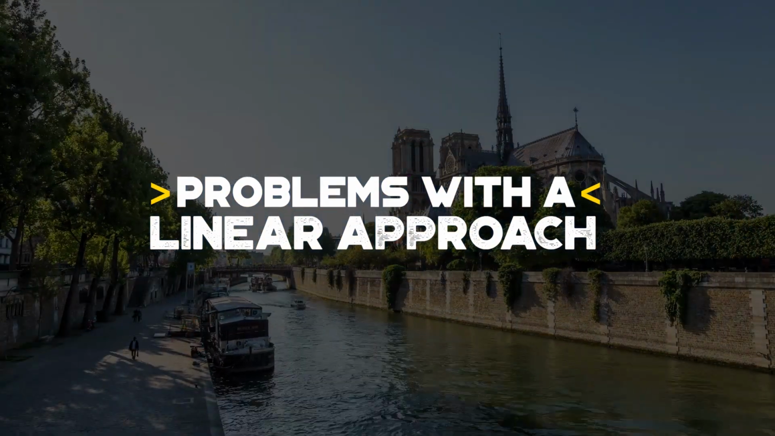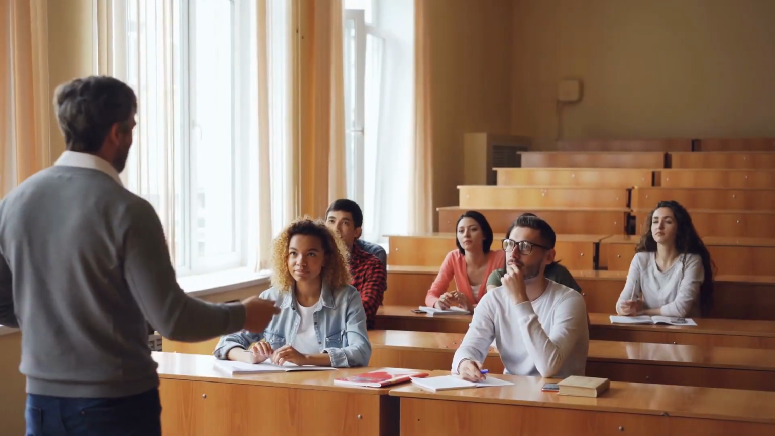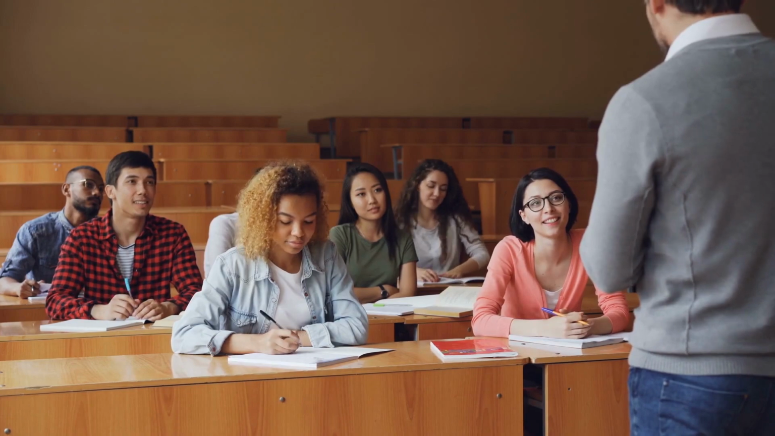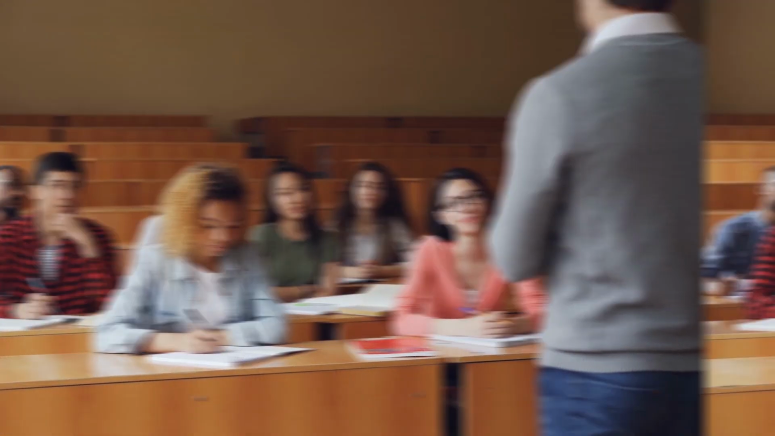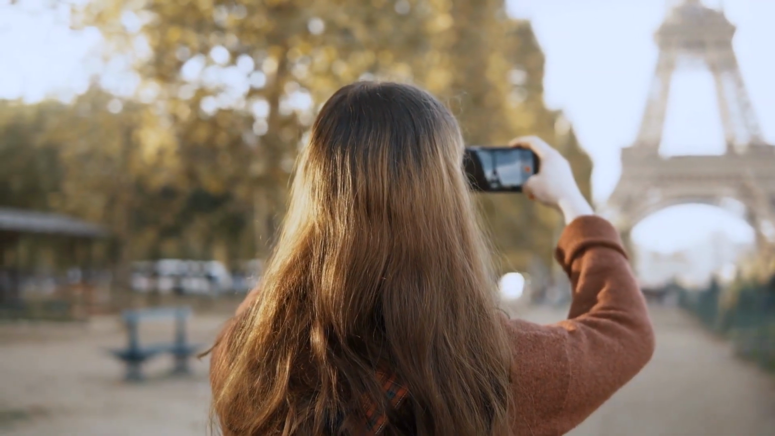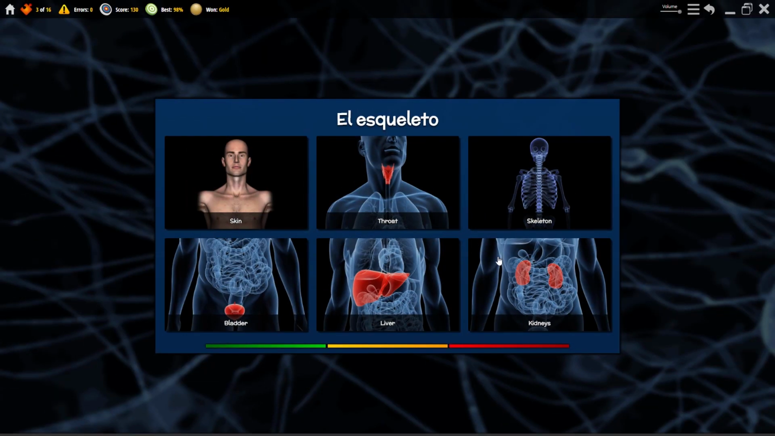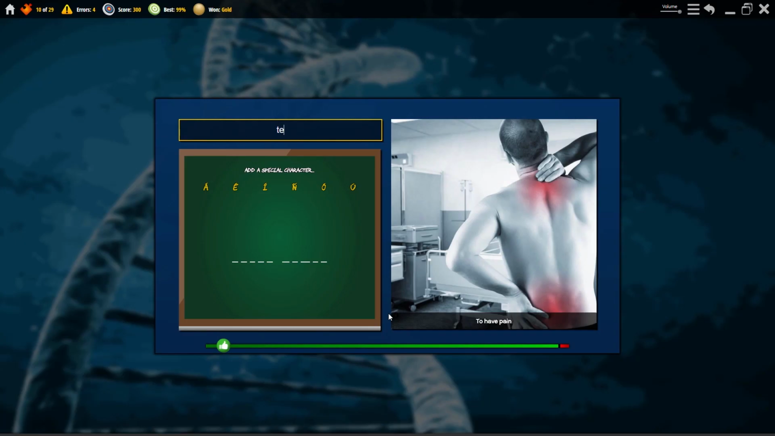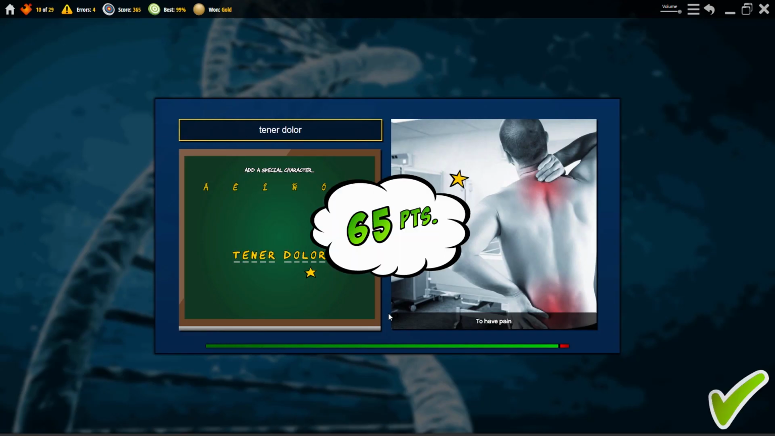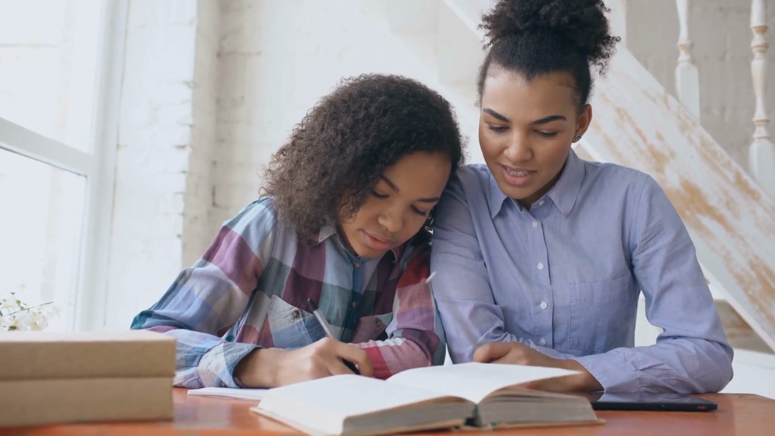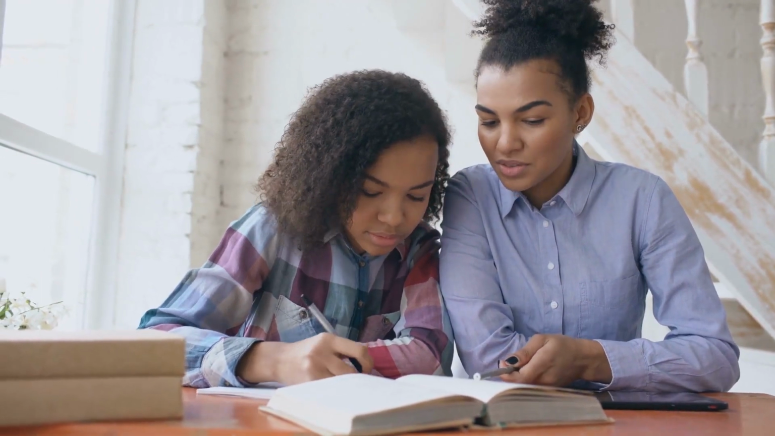Problems with the linear approach. There are a few problems with the linear approach to learning. One issue is that not everyone has the same goal. If you're learning for travel, your learning path will be totally different than if you're learning for work or business. If you're a doctor, you may want to learn about anatomy, body parts, and health very early on in the process. These lessons might have less value for someone who doesn't use these words on a daily basis.